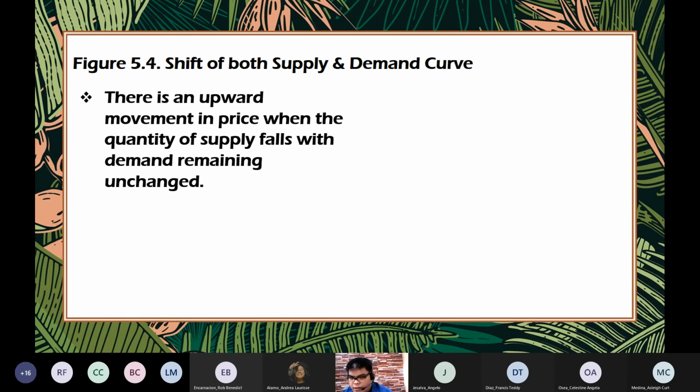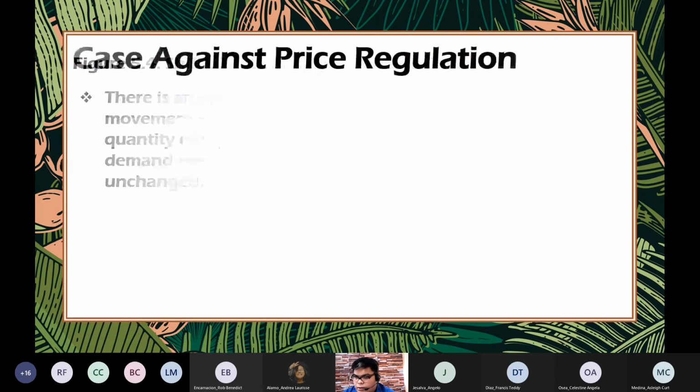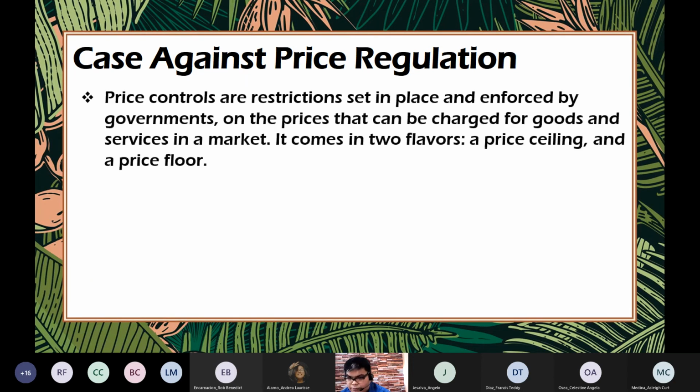Kaya pa ka? Okay. So medyo mahaba yung case against price regulation. Okay. Kindly read the first bullet point. Meron? Natawag ko na ba lahat?